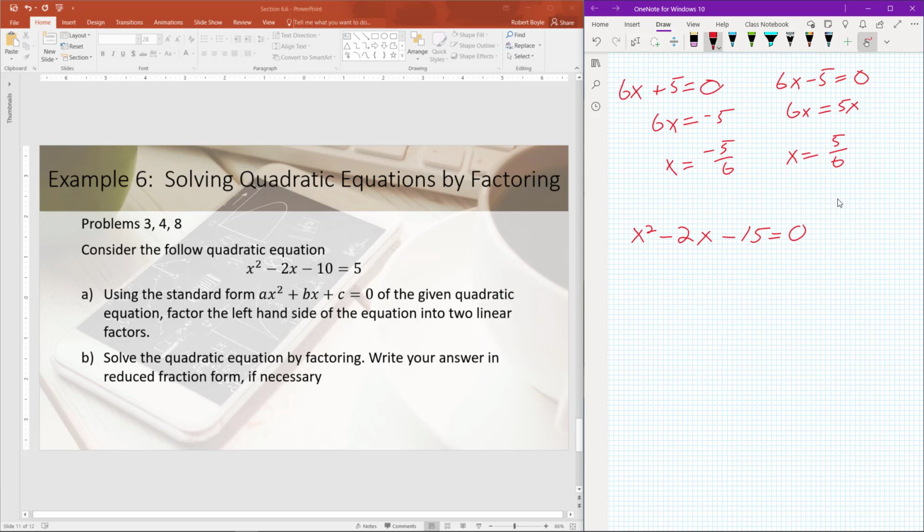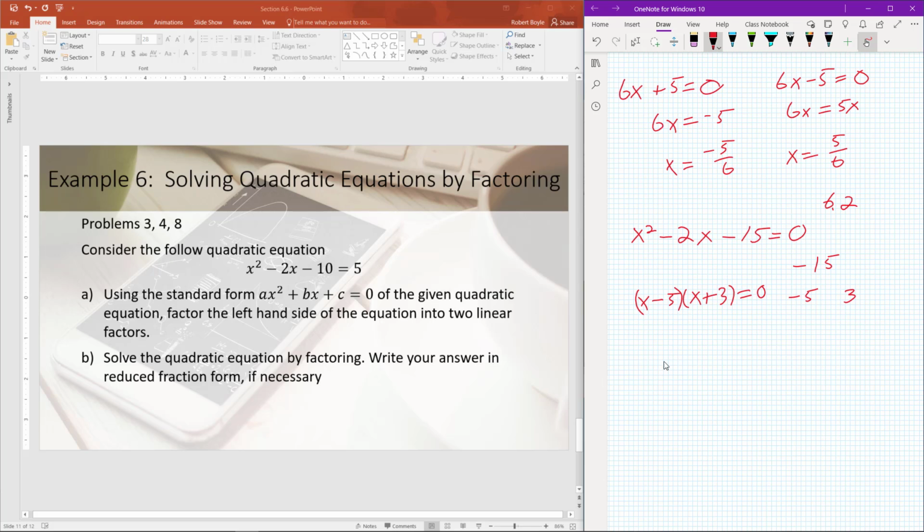And notice that since we have a leading coefficient of 1, this is a 6.2 type problem. So I want to find factors of negative 15 that sum to negative 2. And those two factors would be negative 5 and 3. So I can write this as the product of x minus 5 times x plus 3 is equal to 0. And there you go, we're done. So this is part A.